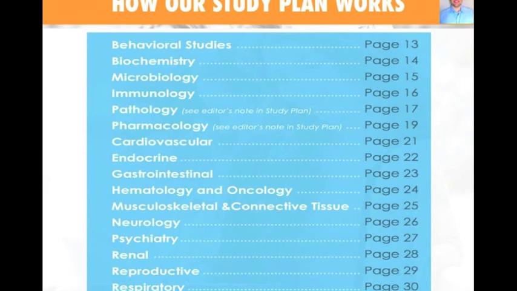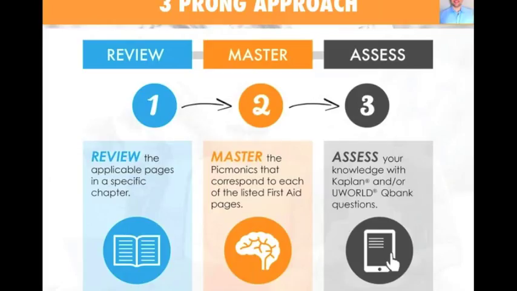And this is actually the table of contents taken directly out of our study plan. And each one of these is actually a clickable link so that you can quickly and easily navigate to the specific category that you're going to review that day. So this is our three-prong approach. This is the plan that we have created, and in our plan, we have utilized really three main resources, which we call the three-prong approach. So first, you've got First Aid, Picmonic, and your question banks.